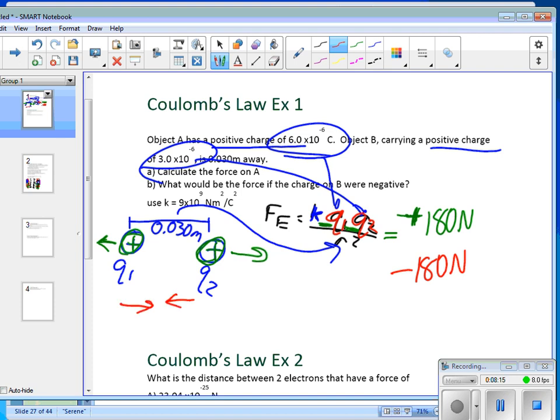See, this is a big thing that's pretty different from when we were talking about Newton's law of gravity. With gravity, all the forces were attractive. Gravitational force is attractive. With electrostatic, we can have positive charges, we can have negative charges, so we can have them attracting, we can also have them repelling. And that's really the only difference between them.